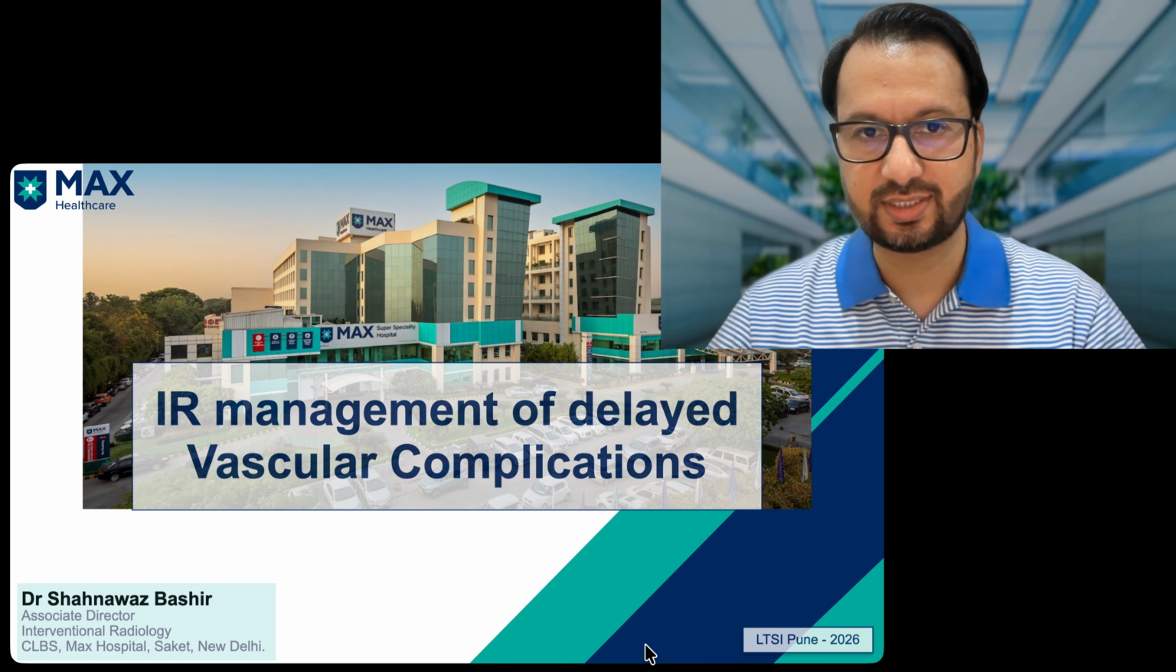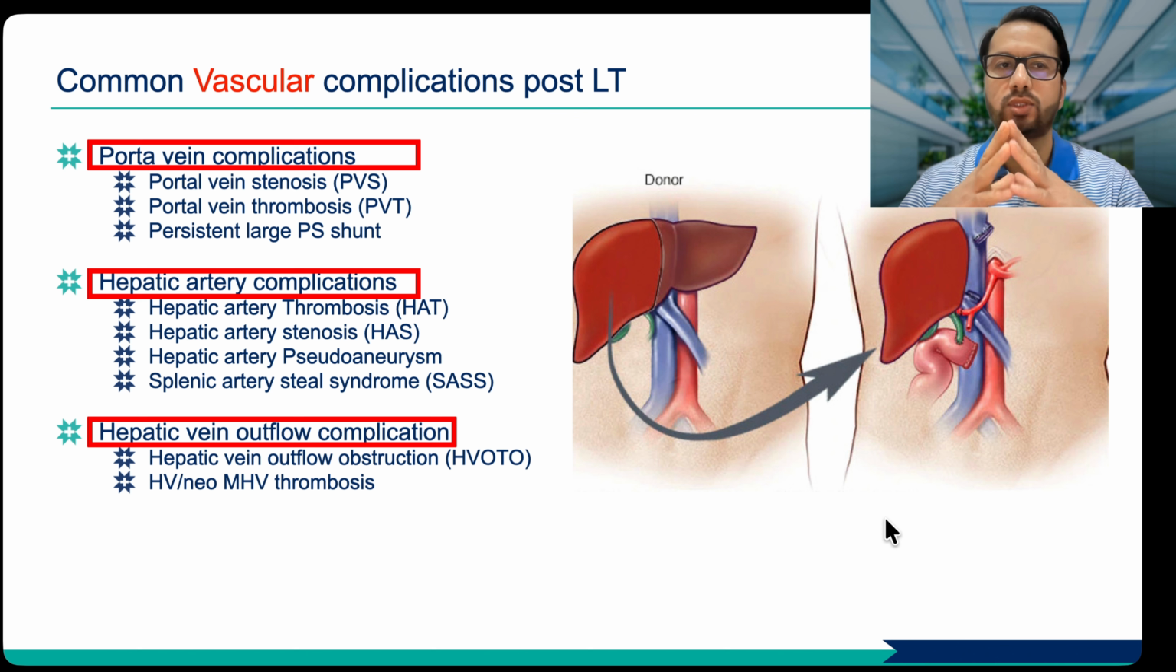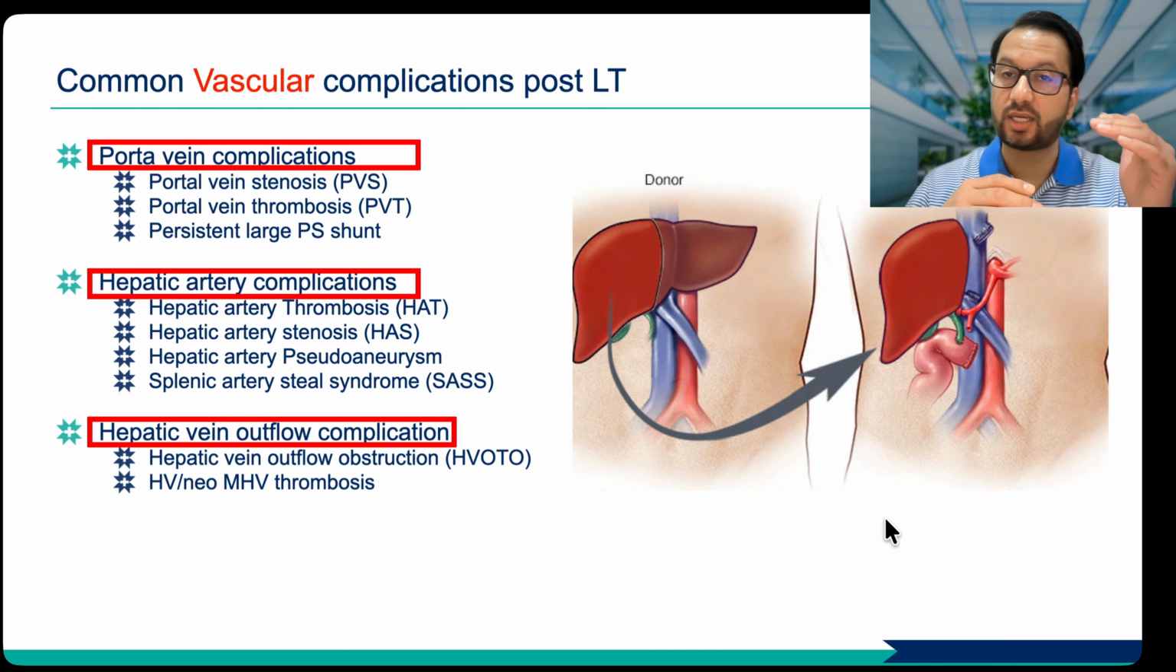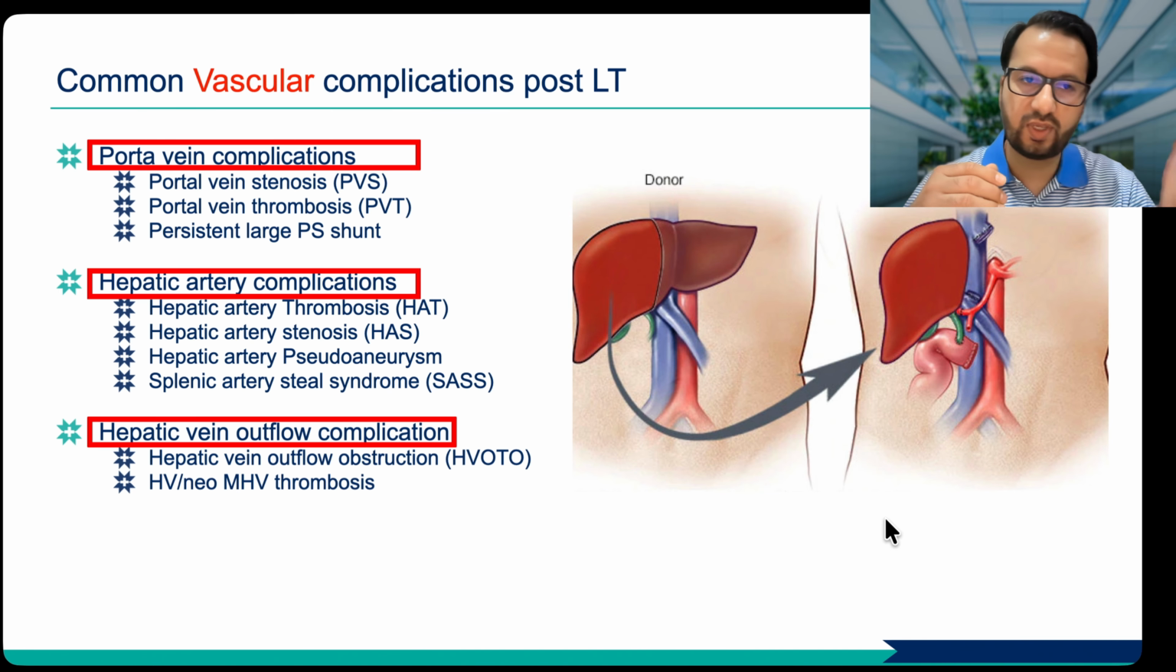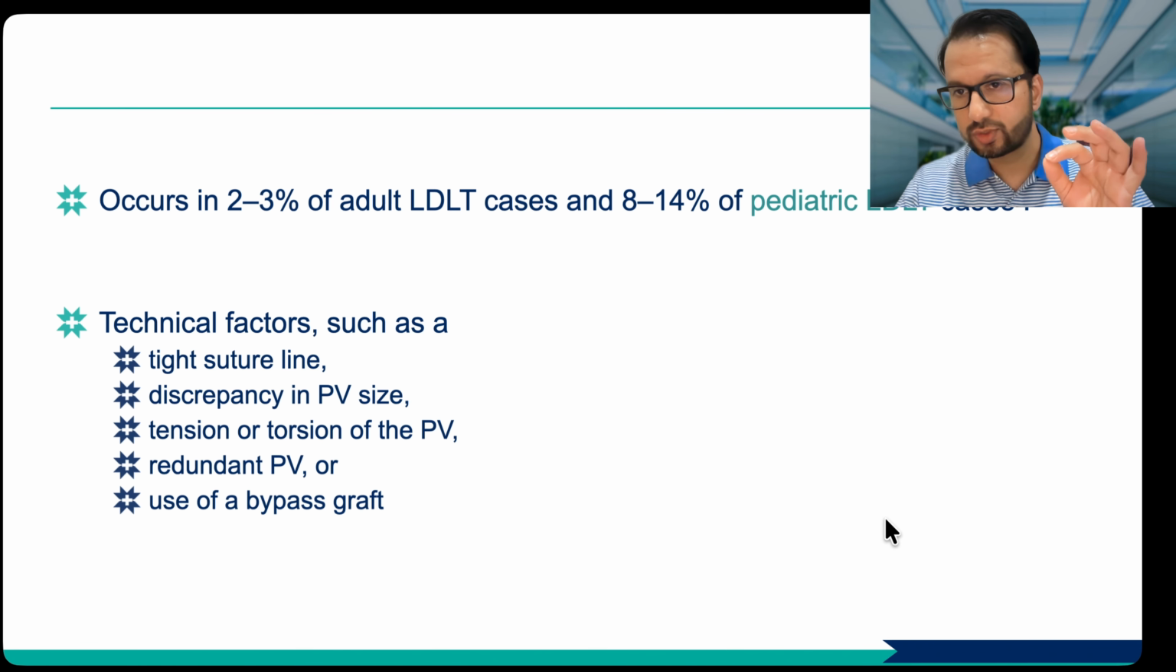Coming to the topic, I have been asked to speak about interventional radiological management of delayed vascular complications after the liver transplant. So we can have three major categories of complications in the vascular division: the portal vein related complications, hepatic artery related complications, and the outflow, that is the hepatic vein related complications. So we start with portal vein stenosis.